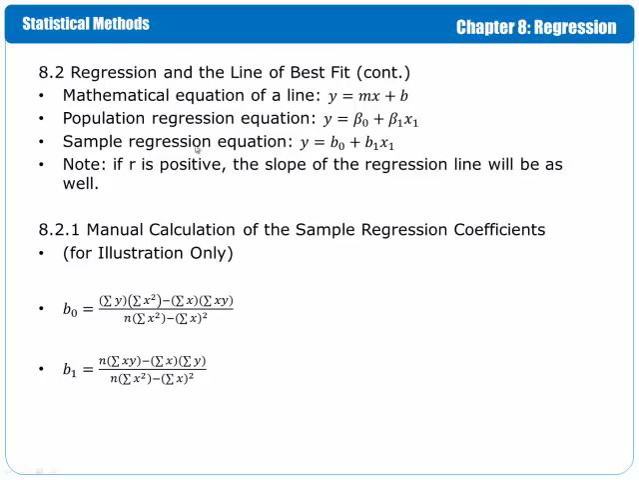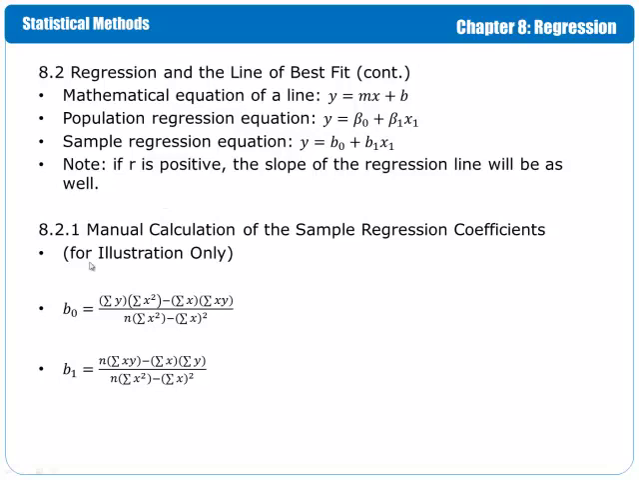If you do a sample regression model, meaning that you find the regression equation based on only a sample of data rather than the entire population, then you have this value b naught, which is an estimate of beta naught, and b1, which is a sample estimate of beta 1. These are the values that you would be able to compute based on your sample. Note that if r is positive, meaning our correlation coefficient is a positive value, then the slope of the regression line will also be a positive value, because of the positive slope.